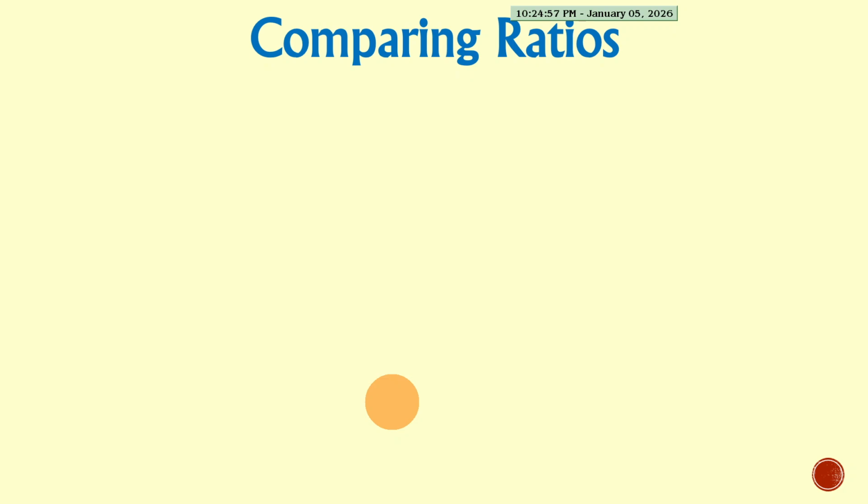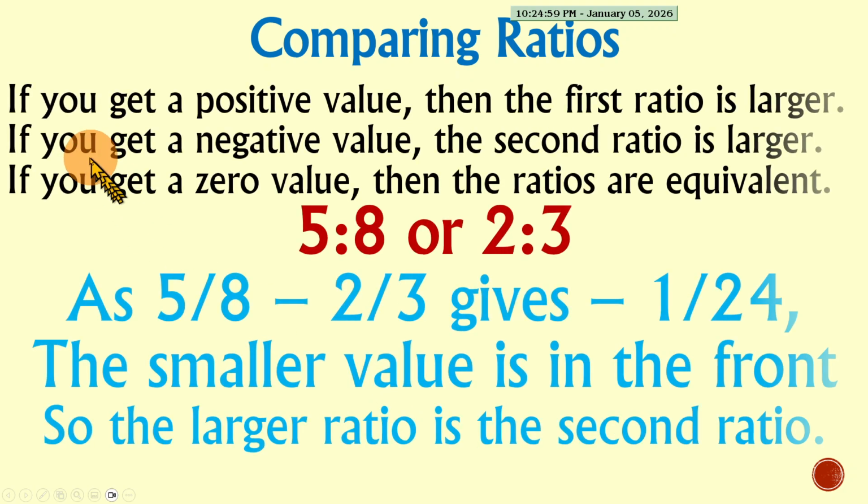And we have 3 rules. The first rule is if you get a positive value. That means if 5/8 take away 2/3 gives us a positive number, then we know the first number is larger. But if you get a negative number, then the second number is larger. As you can see, 5/8 taking away 2/3 will give us negative 1/24. Now, of course, if you get 0, that means they're the same. So that means that the smaller value is in front. If the smaller value is in the front, the second ratio will be the larger value.